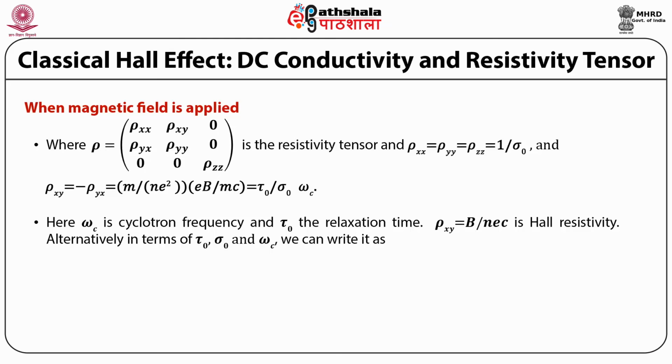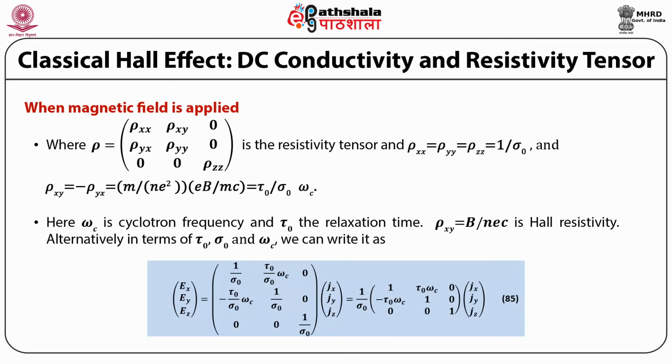Alternatively, in terms of tau 0, sigma 0 and omega c, we can write it as Ex, Ey, Ez equal to the matrix 1 upon sigma 0, tau 0 sigma 0 omega c, 0; minus tau 0 sigma 0 omega c, 1 upon sigma 0, 0; 0, 0, 1 upon sigma 0, multiplied by the column matrix jx, jy, jz, which is equal to 1 upon sigma 0 times the matrix 1, minus tau 0 omega c, 0; tau 0 omega c, 1, 0; 0, 0, 1 multiplied by the 3 cross 1 matrix jx, jy, jz.